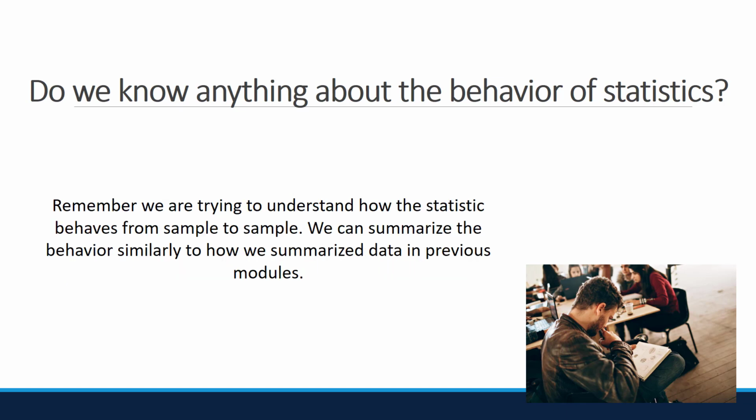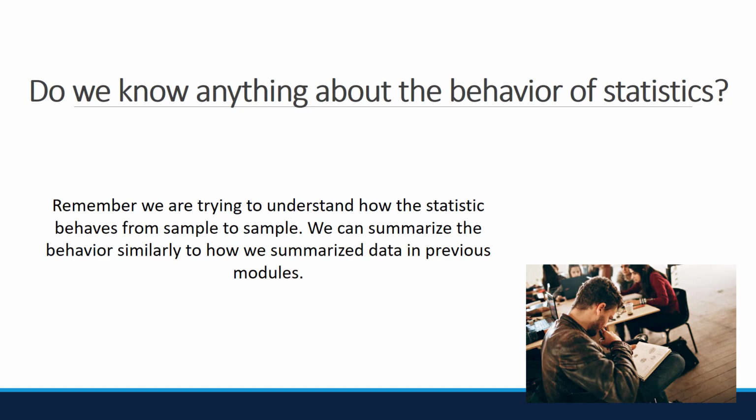Remember, we are trying to understand how the statistic behaves from sample to sample. We can summarize the behavior similarly to how we summarize data in previous modules. The sampling distribution is a plot of the statistics and provides a visual summary. Numerical summaries are also useful. We can look at the mean of the statistics and the standard deviation of the statistics. The standard deviation of the statistics is important because it will help us assess the uncertainty of a statistic in estimating the parameter. In other words, it helps us describe how the statistic changes from sample to sample.